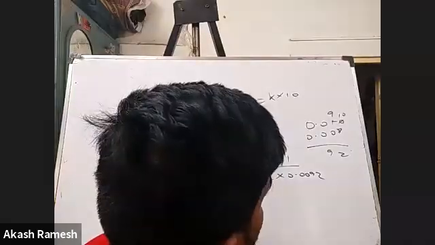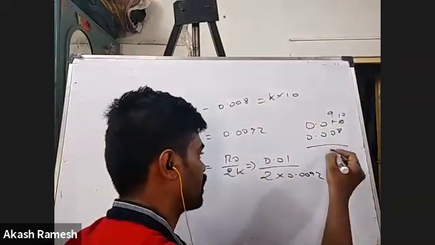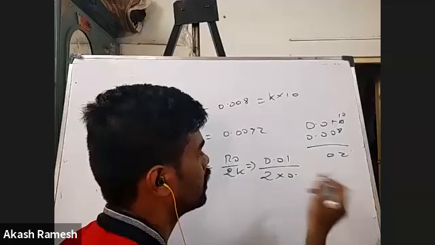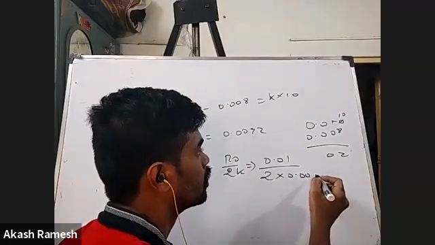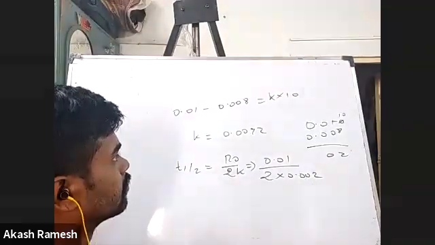0.92. Sir, is it not 0.002, sir? Yes, sir. I'm getting 2 into 10 to the power minus 4. What mistake did I do? Okay, this will become 0.002. Yes, I'm sorry. So it would be 0.002. That's it.